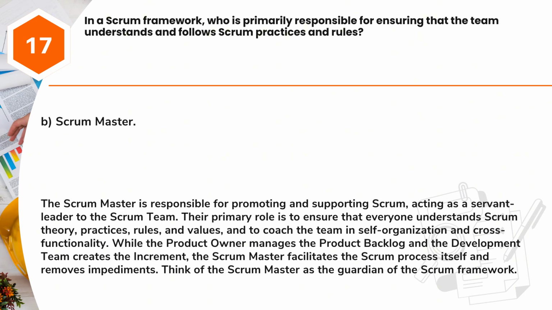Answer: B. Scrum master. The Scrum master is responsible for promoting and supporting Scrum, acting as a servant leader to the Scrum team. Their primary role is to ensure that everyone understands Scrum theory, practices, rules, and values, and to coach the team in self-organization and cross-functionality. While the product owner manages the product backlog and the development team creates the increment, the Scrum Master facilitates the Scrum process itself and removes impediments. Think of the Scrum Master as the guardian of the Scrum framework.